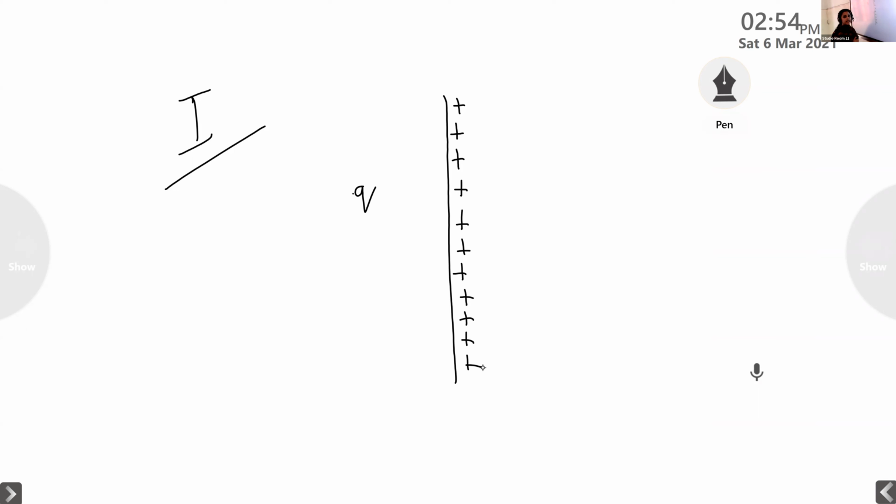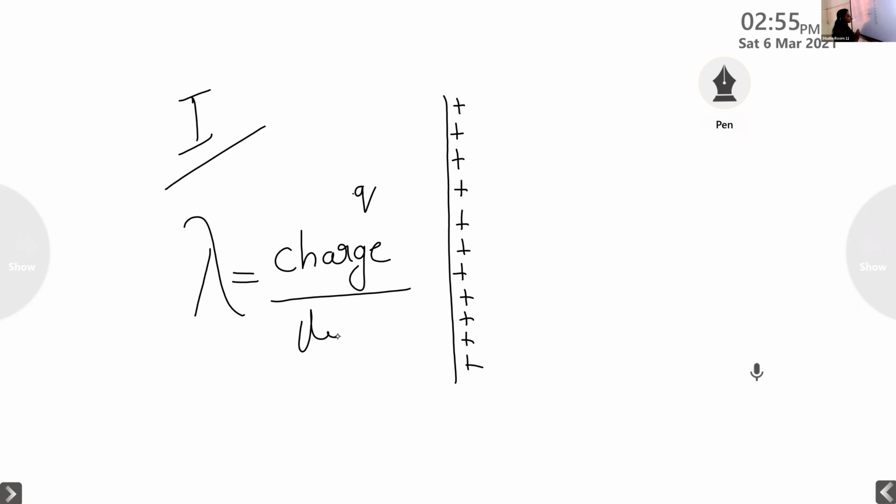Then the linear charge density can be calculated using the equation lambda is equal to the charge present per unit length. What is lambda? Lambda is equal to charge present per unit length, the charge present per length of the conductor.